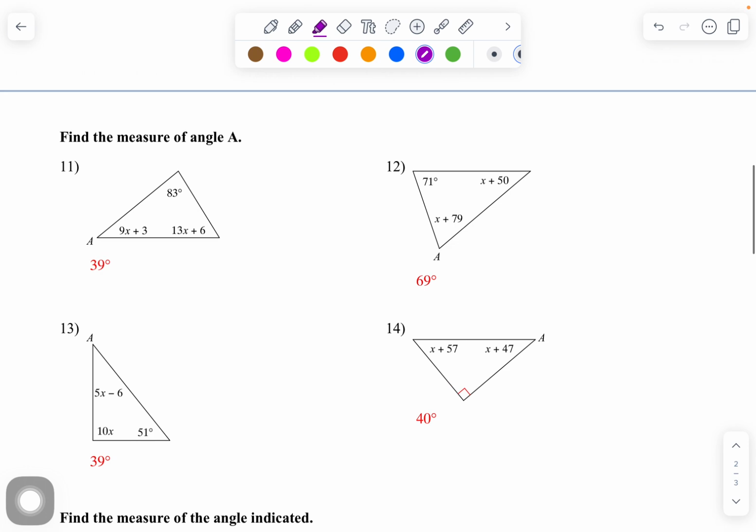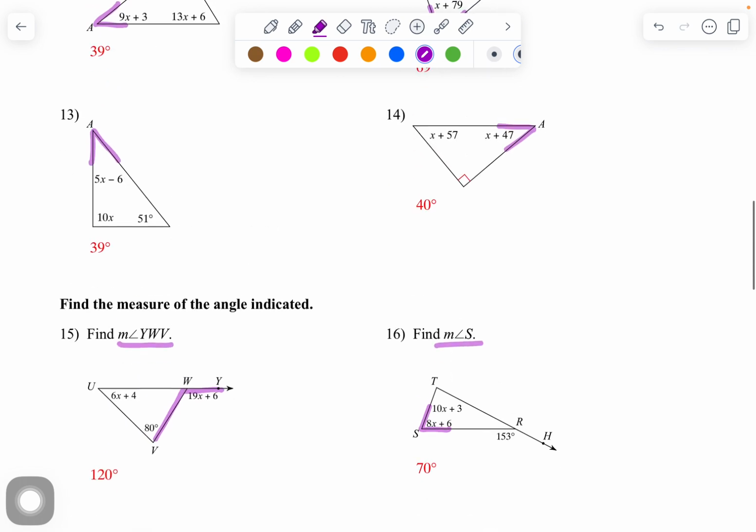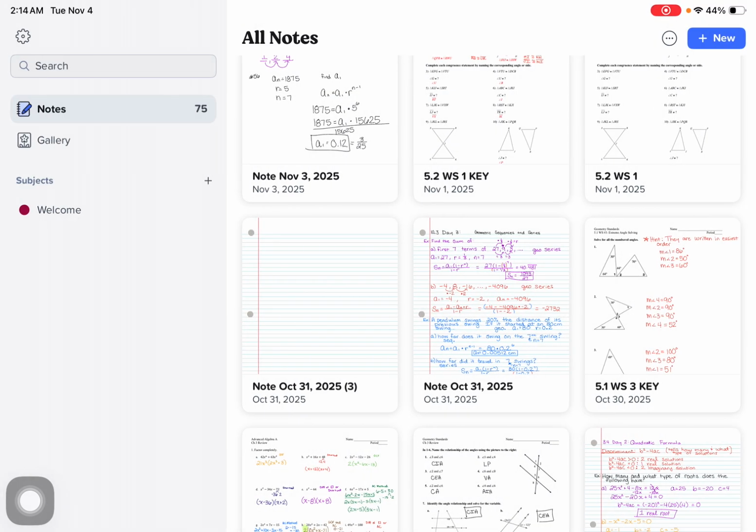When you get to the back, it wants you to find the measure of angles. This section says the measure of angle A. It's the only angle that has a letter on it. And then on this section, it says the measure of angle, and then it lists the angle. So like this one wants YWV, while this one wants angle S. So do pay attention to which one it wants. As always, be sure to show your work.